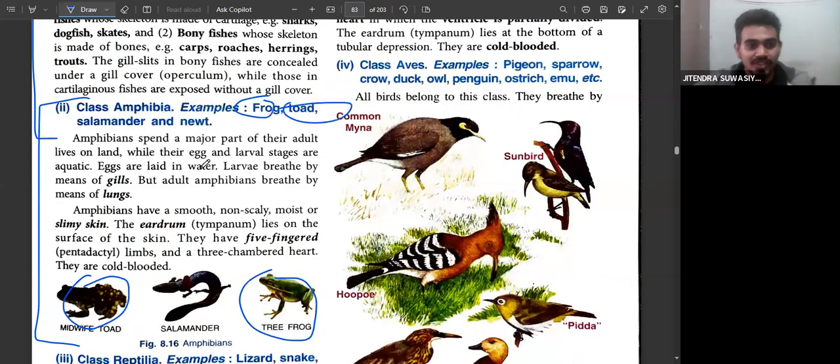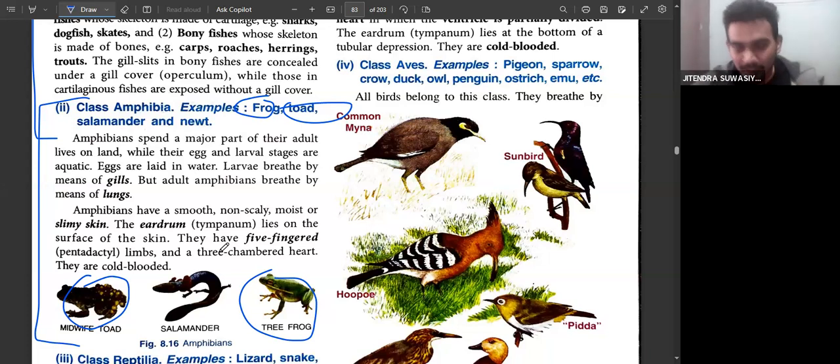Amphibians spend a major part of their adult lives on land, while their eggs and larval stages are aquatic. Most of the time they come outside from the water, and they start making mucus. After making mucus, they go inside the water. They live terrestrially, but to lay eggs and for the development of the larval stages, they lay eggs in the water. The larvae develop in the water, and when they become adult, they come outside.